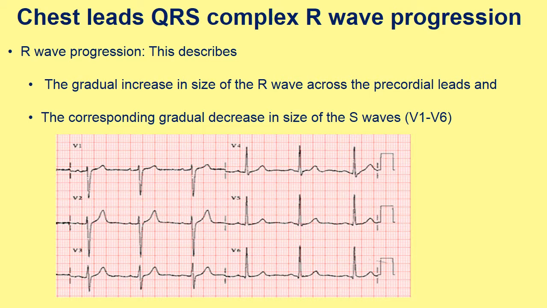So there's an S wave there, and then it gets smaller. There's very little S wave there, there's no S wave there, and there's no S wave there. So in normal R wave progression, you should get a gradual rise in R wave across the chest leads, and then you should get a gradual decrease in the size of the S wave as you go from V1 to V6. There are various things that could cause poor R wave progression. We'll talk about them in future videos.